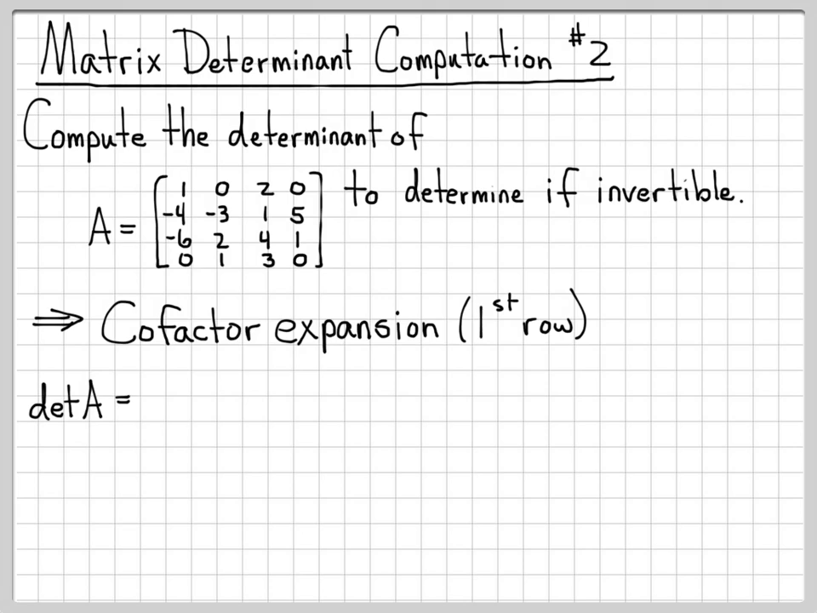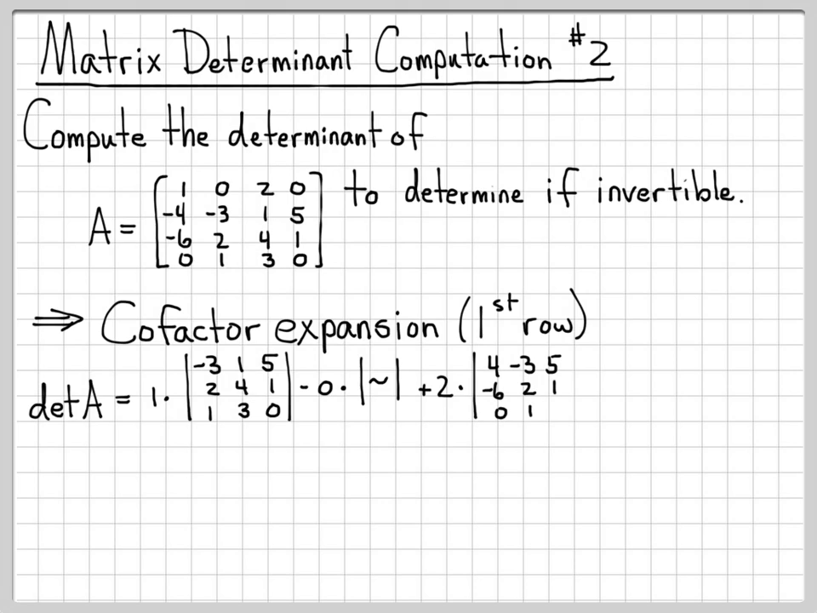So let's go ahead and do the cofactor expansion. I'm going to have 1 times the determinant of this 3x3 matrix. And I'm going to have -0 times the determinant of something. But I don't really care what that something is, because 0 times anything is going to give me a 0, so I'm not even going to bother writing out what the submatrix is. Then +2 times the determinant. So we're going to cross out this and cross out this. What's left is 4, -3, 5, -6, 2, 1, 0, 1, 0.